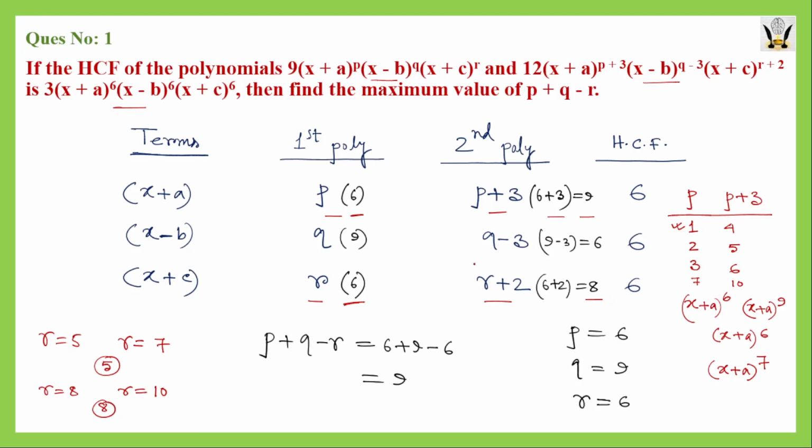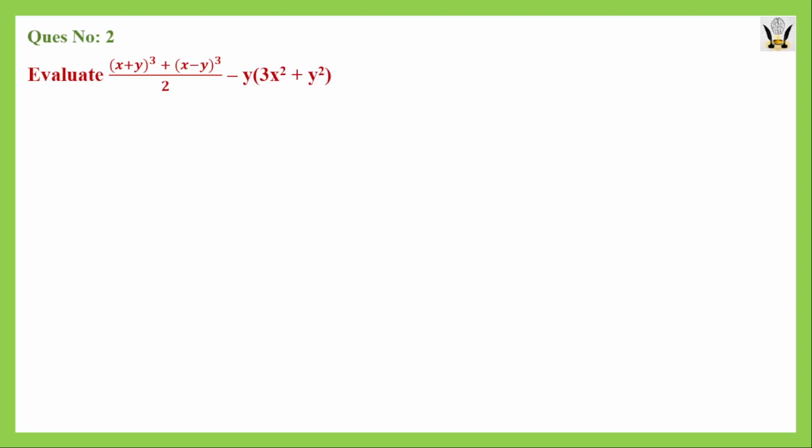So that way, the values of p, q and r that we have calculated so far are: p is equal to 6, q is equal to 9 and r is equal to 6. So it will be 6 plus 9 minus 6. So 6 will cancel and then the final value will be 9. That is the maximum value of p plus q minus r based on the conditions which are given in that problem statement. Now let's go to the second problem sum.